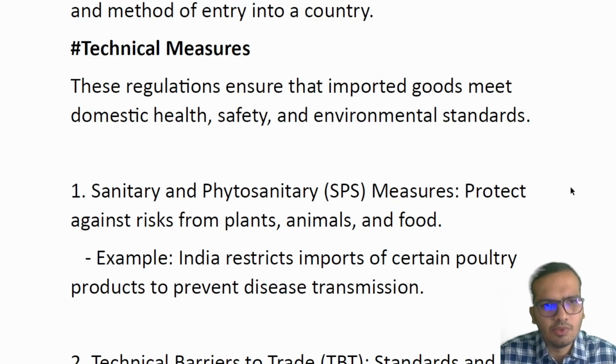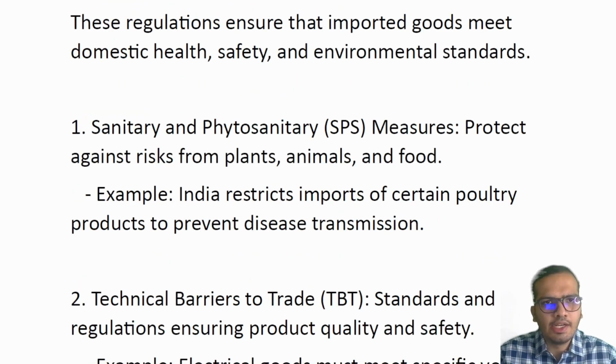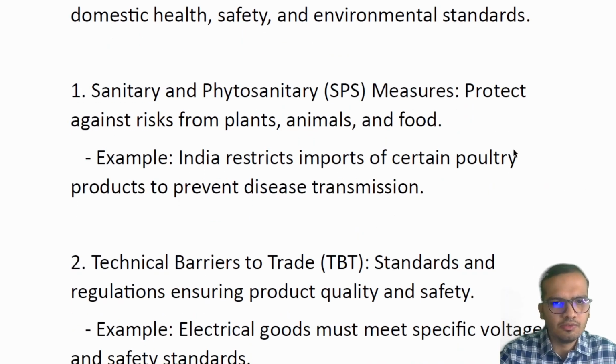There are technical measures. These regulations ensure that imported goods meet domestic health, safety and environmental standards. First one, sanitary and phytosanitary measures, SPS measures. It protects against risks from plants, animals and foods. Example, India restricts import of certain poultry products to prevent disease transmission.